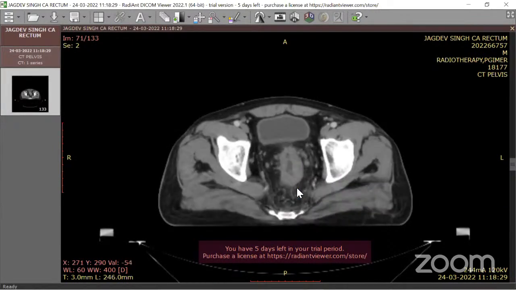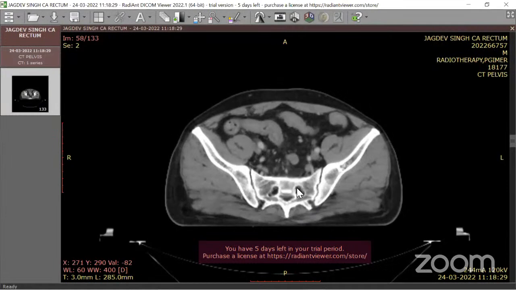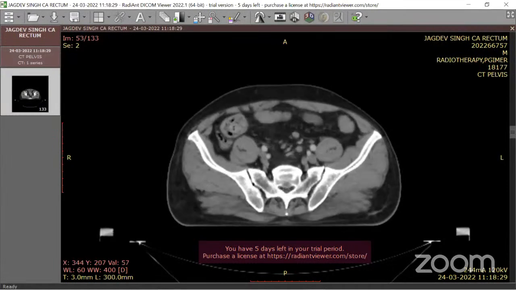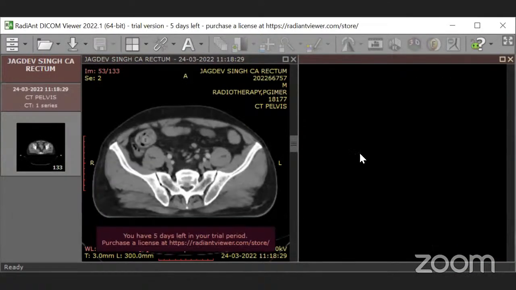So next, coming on to the elective lymph node volumes. For elective lymph node volumes, you always start at the S1 S2 junction or 2 centimeter above the upper border of the growth. So the S1 S2 junction can be easily identified by looking at the sagittal view.